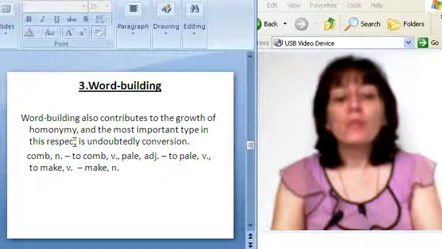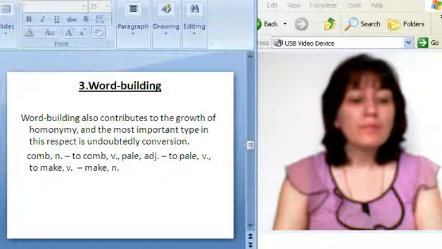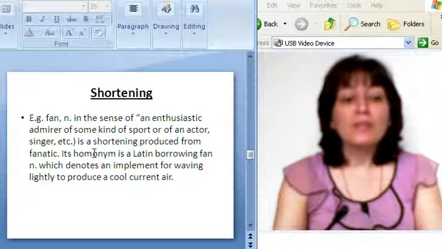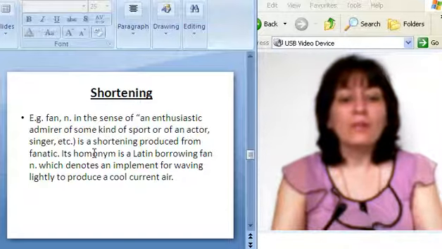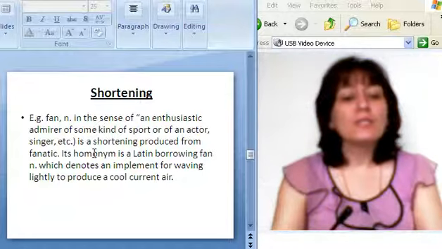Shortening, for example, fan in the sense of an enthusiastic admirer of some kind of sport, or of an actor, singer, and so on, yes, is a shortening produced from fanatic. So its homonym is a Latin borrowing fan, which denotes an implement for waving lightly to produce a cool current of air.